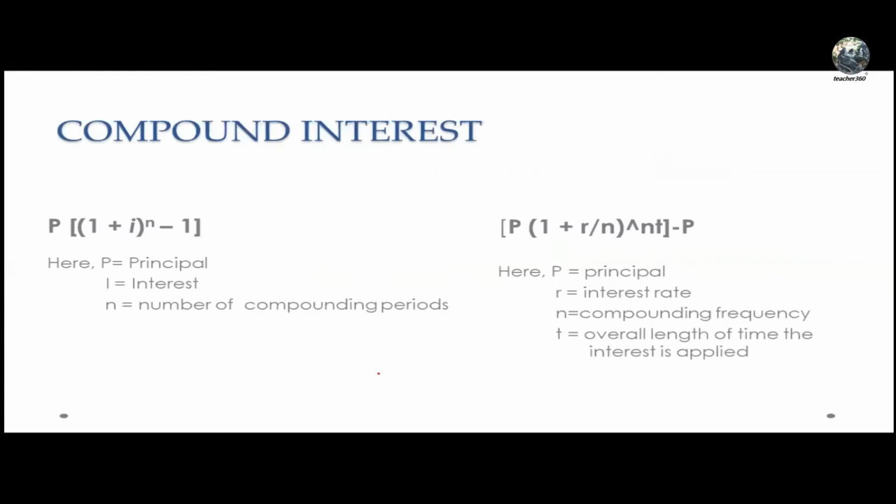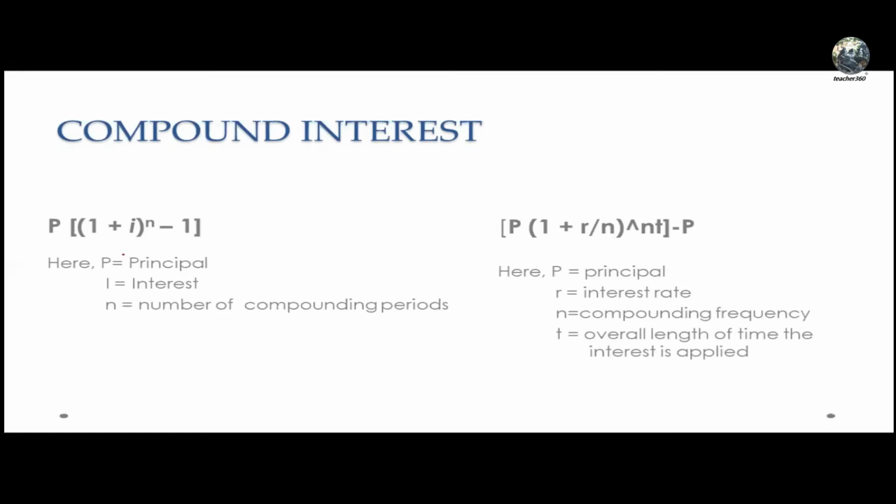In simple interest, interest is charged only on the principal. But in compound interest, interest is charged on both principal and your last year's interest. Here we can see two formulas of compound interest.